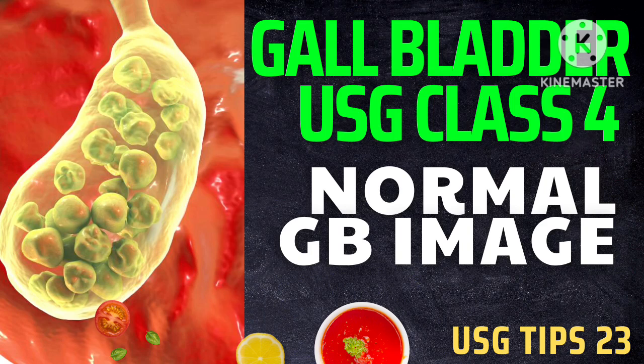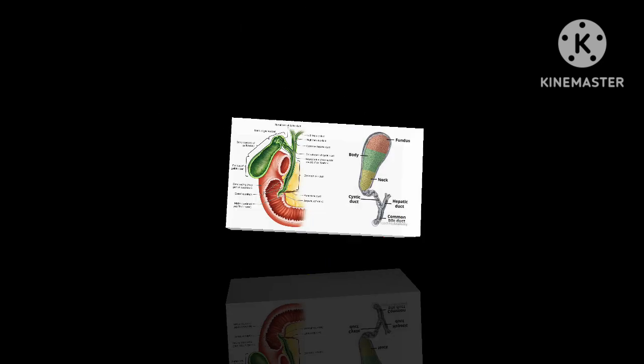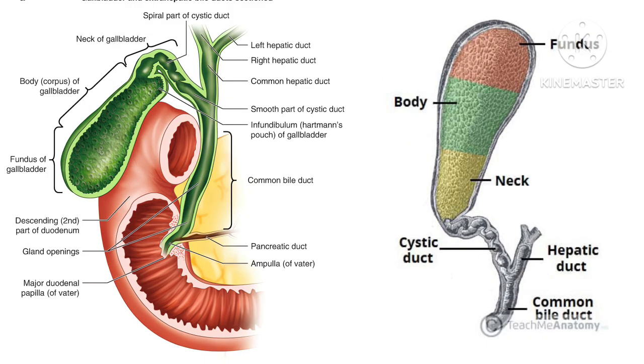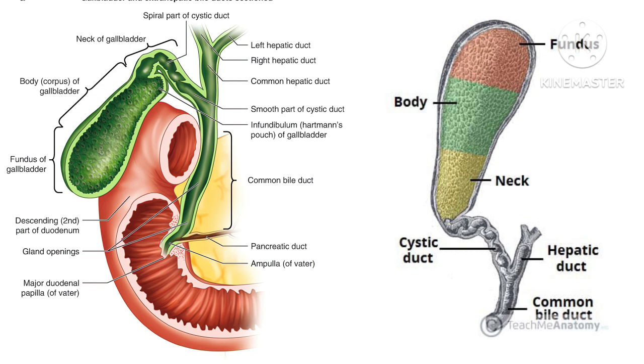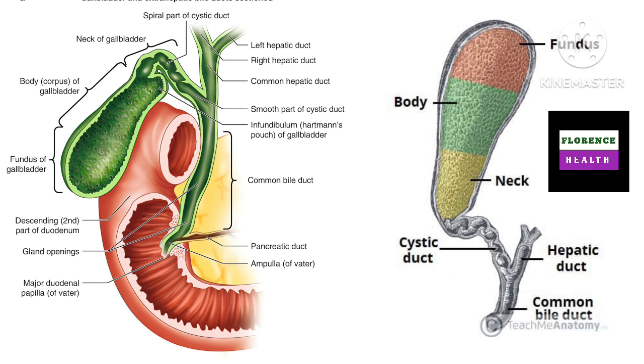Friends, today we will discuss how the gallbladder looks on ultrasound. As I have already told, the gallbladder has three parts: fundus, body and neck. The fundus of the gallbladder is the dependent part of the gallbladder. The neck of the gallbladder drains to the cystic duct.